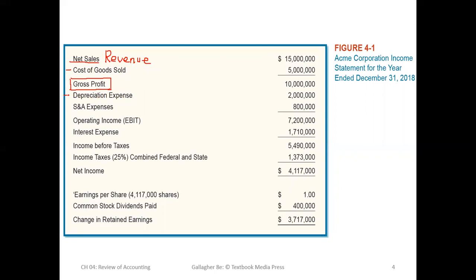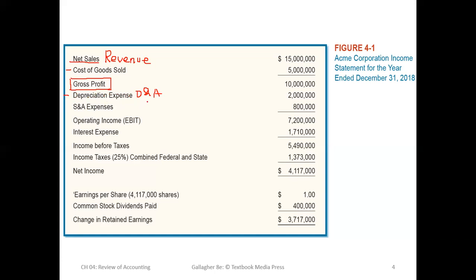Okay, this item is depreciation and amortization, sometimes called D&A. The depreciation and amortization is calculated based on the life cycle of that asset. So your gross profit minus your depreciation and amortization.